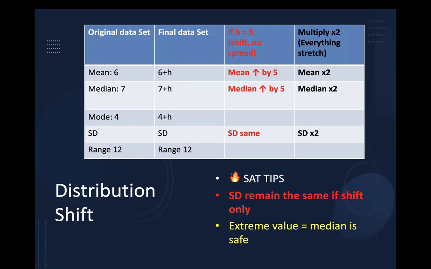But if you multiply the values by certain numbers like 2, 5, 6, 7, the standard deviation will get bigger by the same factor. So multiplication changes the standard deviation, mean, and median. Addition of a number only affects the mean and the median by the same amount of addition. This is the SAT tip I want you to know. Standard deviation remains the same if only a shift occurs. Shift means you're adding a number to it. But if you multiply it, you're spreading the values apart, so you have to know that the standard deviation is also going to increase.